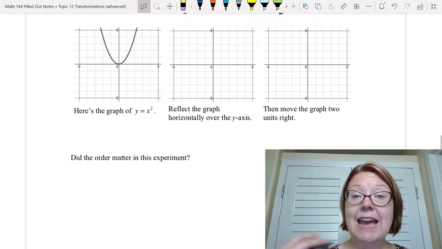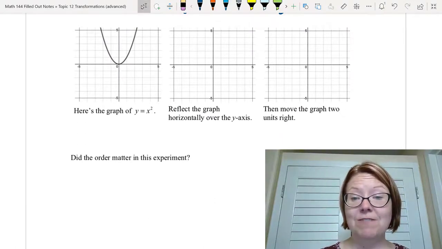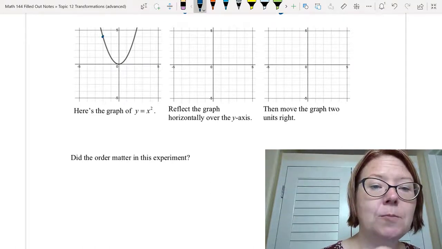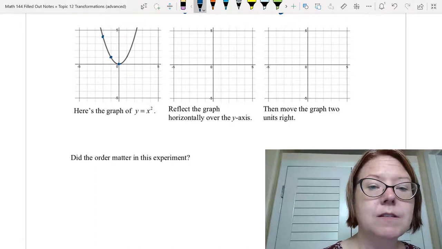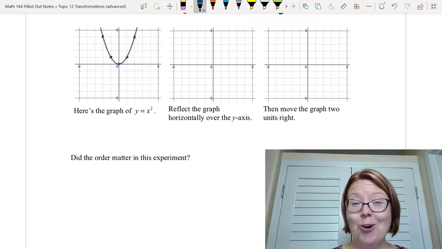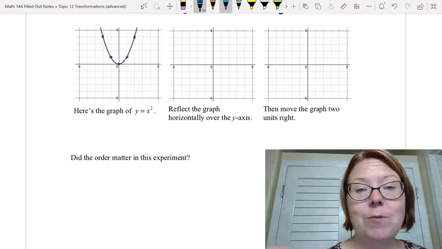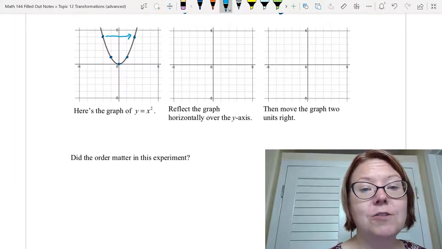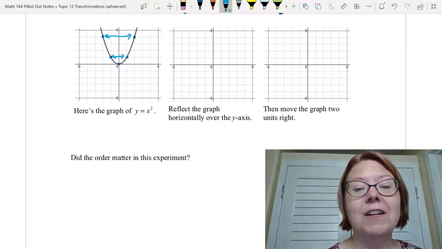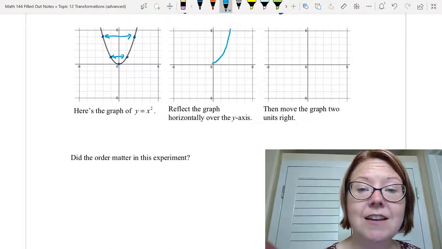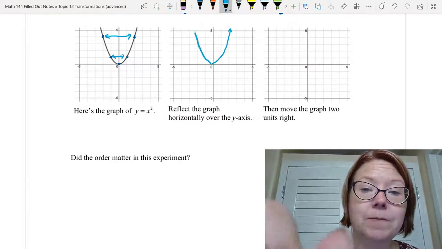Okay, our next half of this experiment is to do the reflection first and then move the graph 2 units right. Well, the reflection here is going to be a little bit boring because this parabola, y equals x squared, is already a perfect reflection over the y-axis. So every point is essentially moving to the opposite side. -2, 4 moves to be +2, 4. +2, 4 moves to be -2, 4. 1, 1 moves to -1, 1, and vice versa. So our reflection over the y-axis is actually exactly the same as y equals x squared.